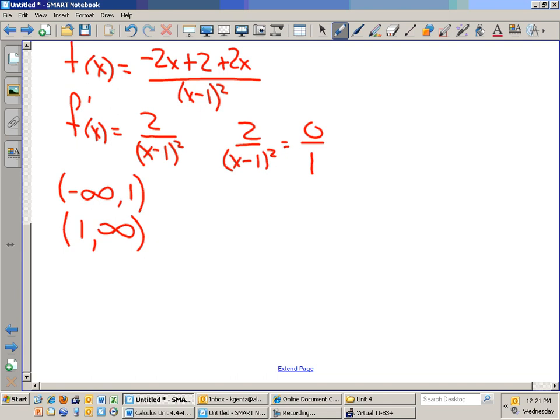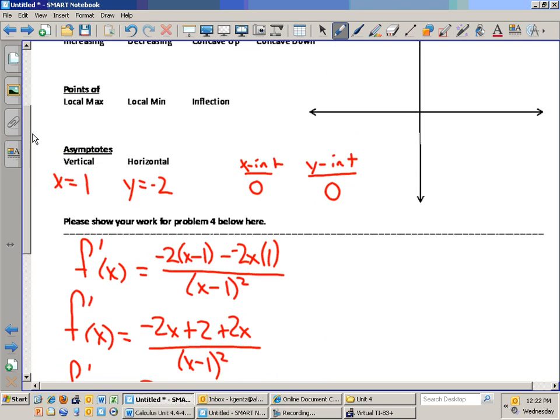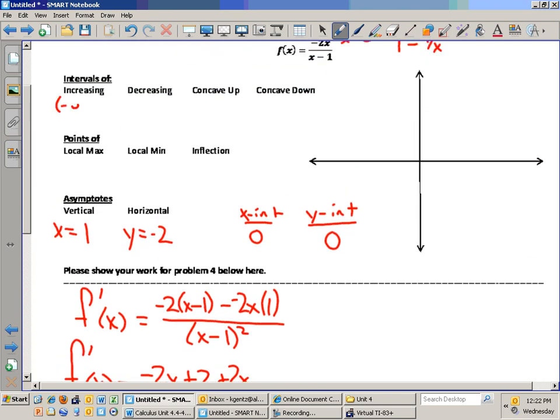Furthermore, I need to test f prime of x here. Before we test it, let me just ask you something. Is 2 always positive? Yeah. If you square something, is it always positive? True or false? This derivative is always positive. True. So you could go ahead, plug in 0, and then plug in 2, and verify that's positive. Fine. But if you look at this thing, it's always positive. I dare you to find something to plug in and get a negative result. You can't. It's impossible. Positive, positive. Where's this thing increasing? All the time. Negative infinity to 1 and 1 to infinity.